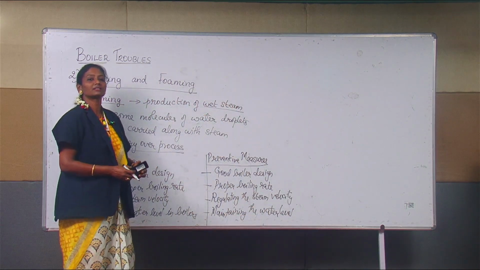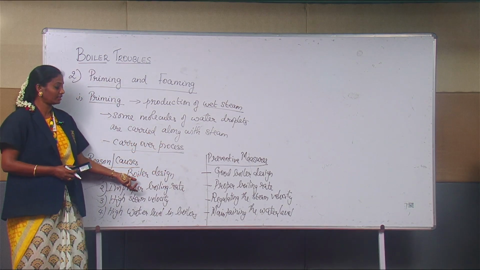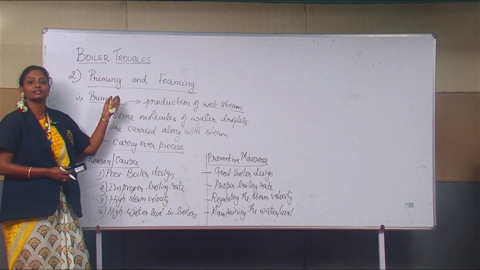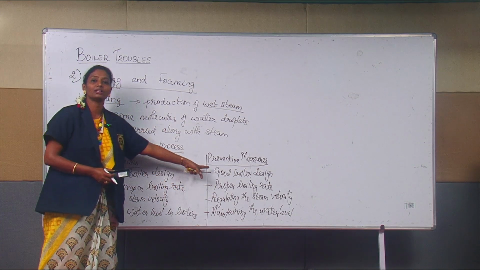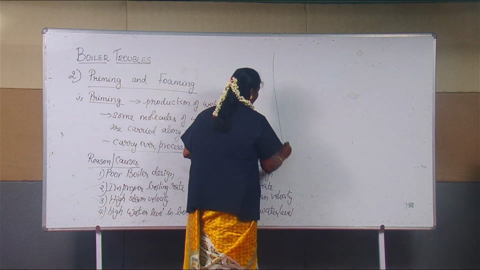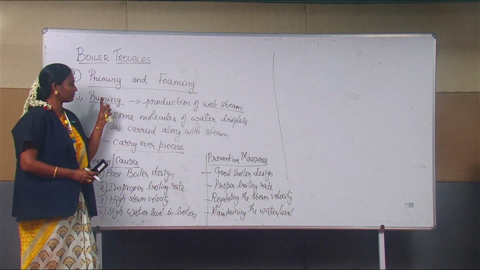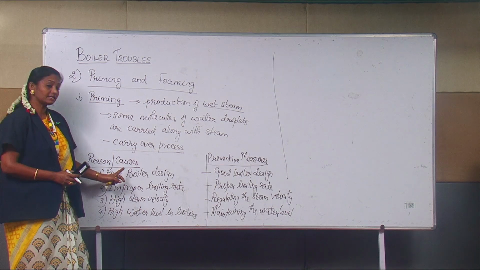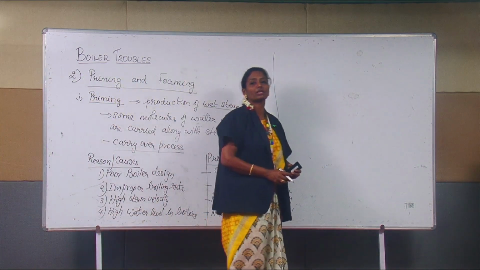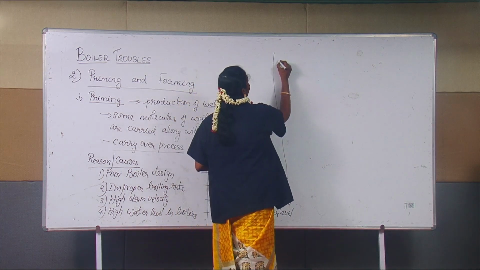So in some case, they would require high steam production, so they may increase the water content in the boilers, by which it may result in this wet steam in case the boiler design is poor. So we have seen what is priming, what are the reasons for priming, and how it was overcome. Now let us look into the next boiler trouble, which is foaming.